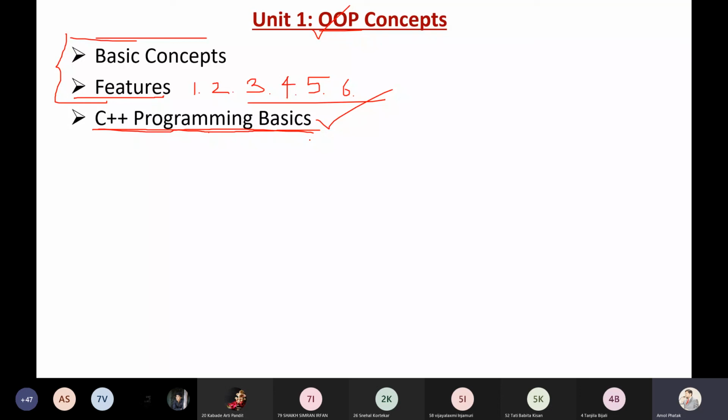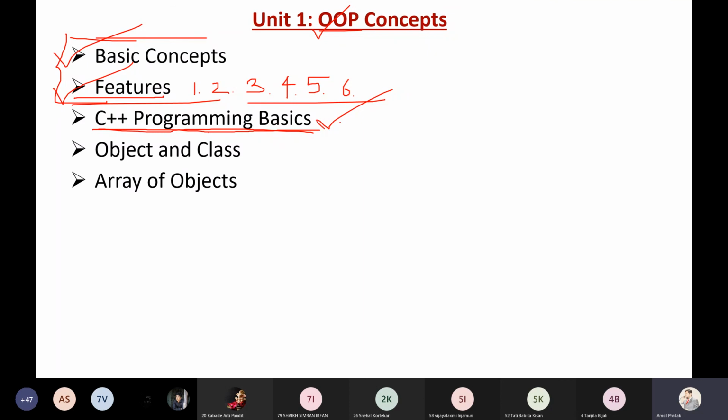Okay, so I think I will not continue today's lecture. We will stop here. We have learned only the two initial points of the unit, the basic concepts and the features. Then we have to learn C++ programming basics. Then object and classes, we are going to implement in C++.